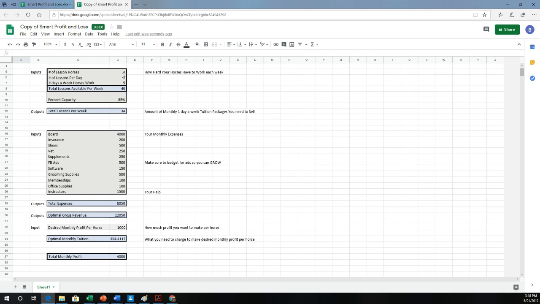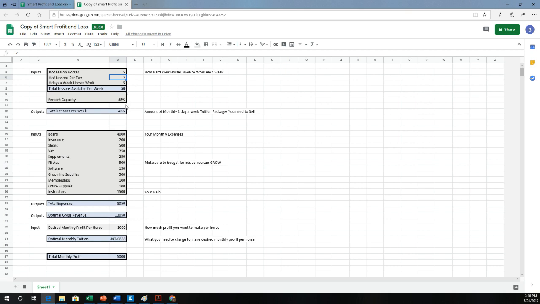The first question is, how many lesson horses do you have? And how hard do you want them to work each week? So in this example, let's say you've got 5 lesson horses and you don't want them to work any more than 2 lessons a day, 5 days a week. And so that means that they could teach a maximum of 50 lessons a week.